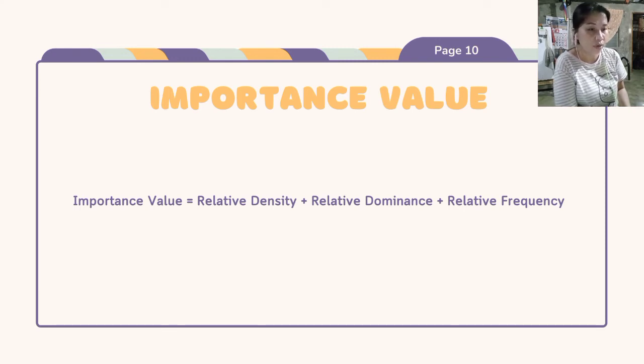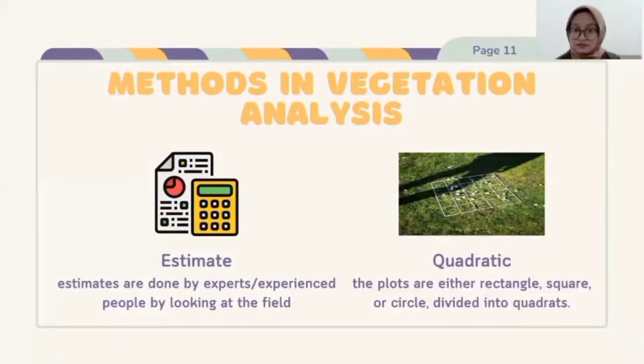And the importance value: to arrive at the importance value, we have to add the relative density, the relative dominance, and the relative frequency, and the final answer will be our importance value. Next is methods in vegetation analysis.